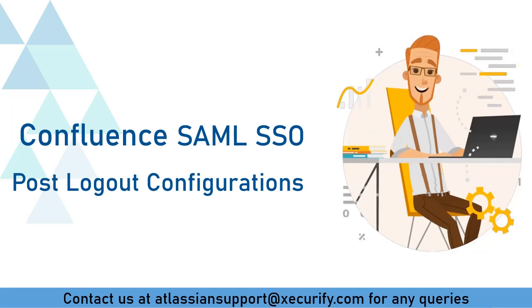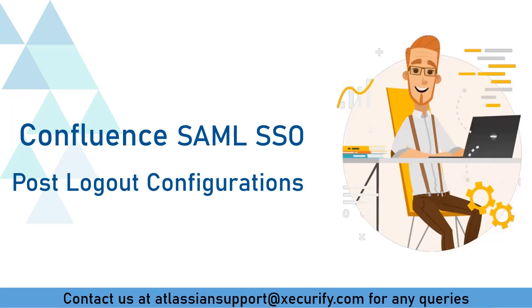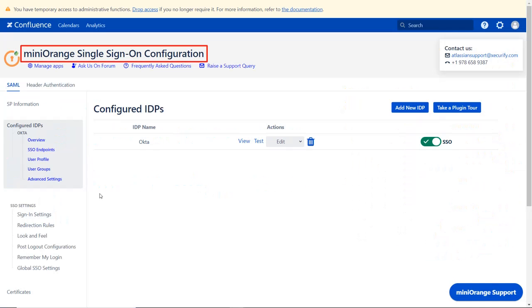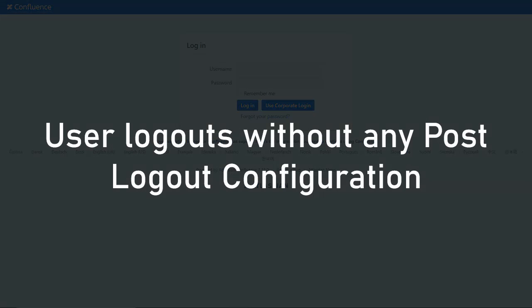In this video, we will be going through the Confluence SAML SSO plugin's post logout configuration feature. Let's get started. You can set up the Confluence SAML plugin by watching the end-to-end setup video. The link is in the description. In the miniOrange SAML single sign-on configuration tab, you can see that we have configured Okta as IDP. Let's see what happens after you log out.